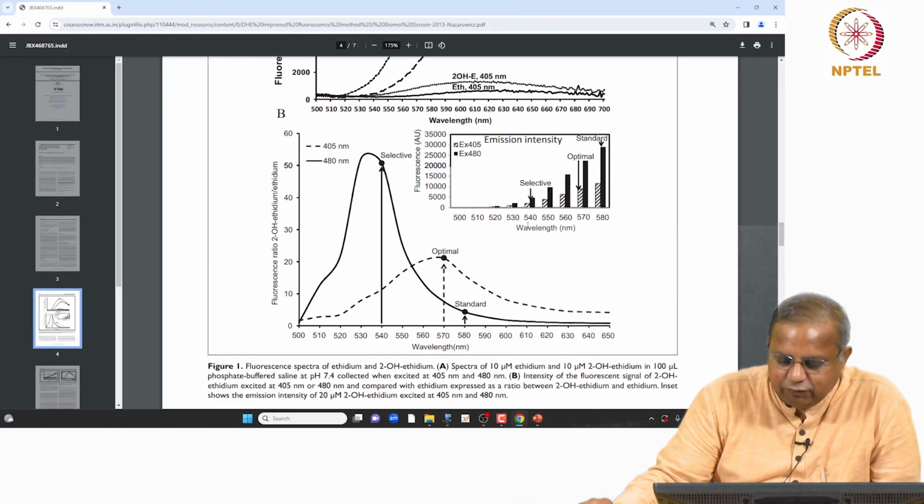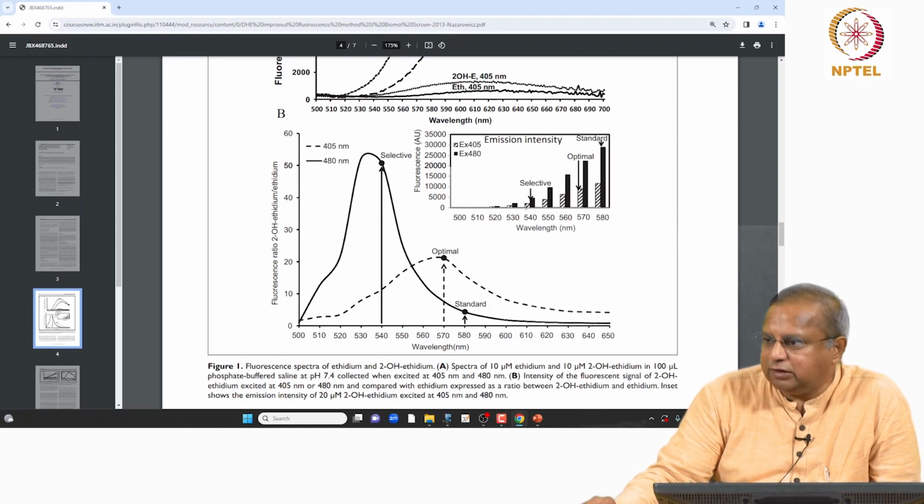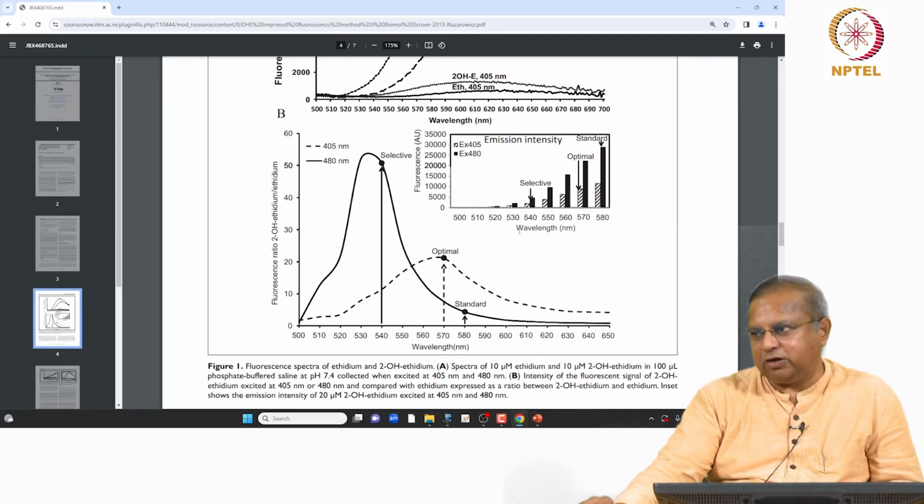Okay. If you use 480, 540, then yes, although it's highly selective in terms of the ratio, the value is high, the actual value of the intensity is low. Okay. Low in the sense, in many cases, it's difficult to measure.